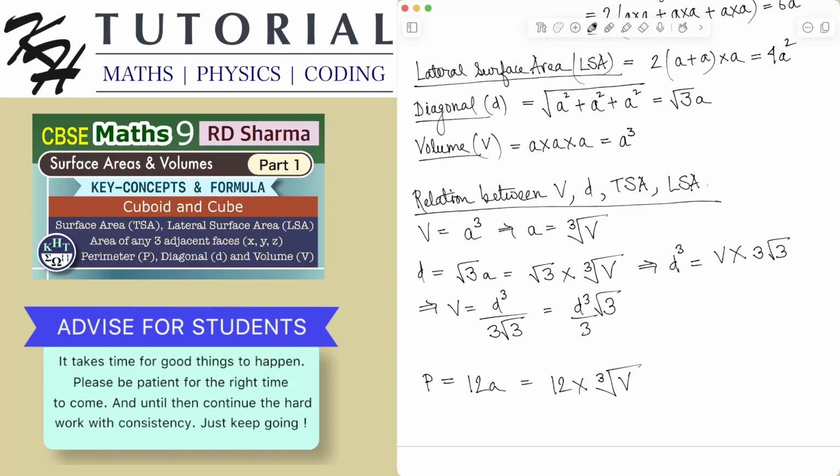Now please do not try to remember this. You should just be doing some manipulation, squaring or cubing both sides. You can start from V equals A cube. Once you know A in terms of V, then you can obviously find V or D or TSA or LSA in terms of any other formula or dimension. So V is equal to D cube by 3 multiplied by square root of 3.